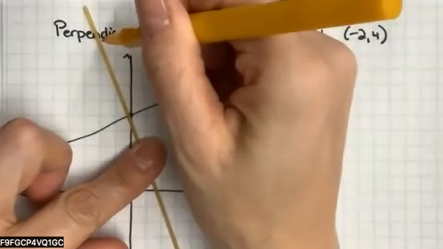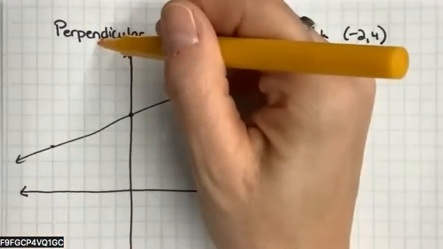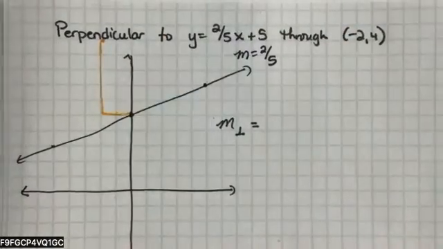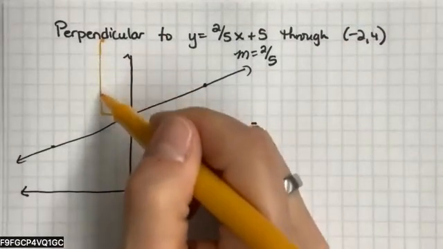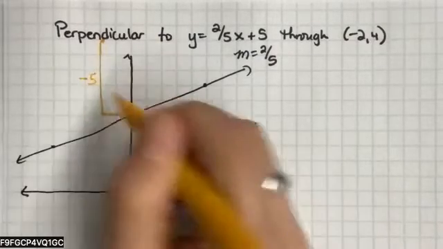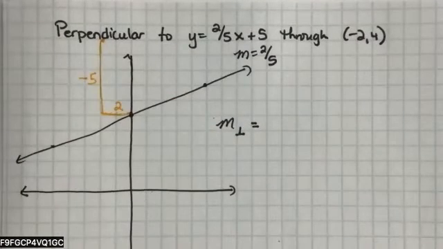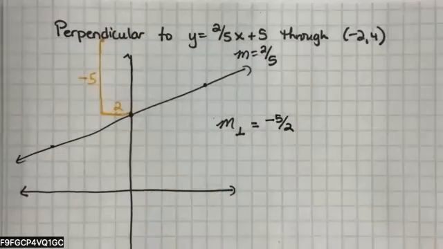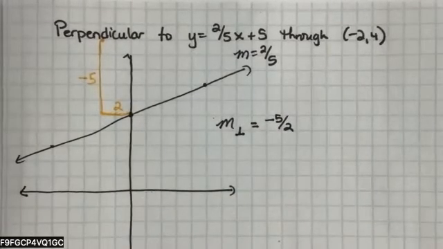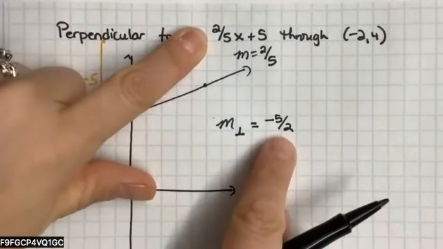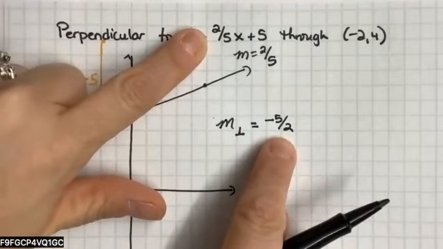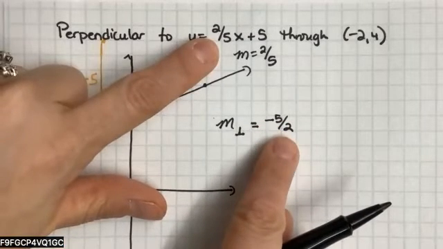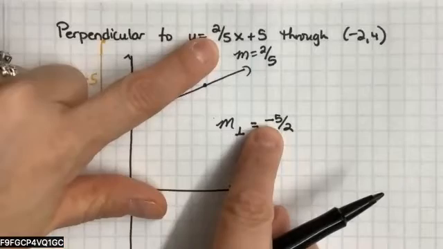I'll use this intercept. Let's see if we can figure out what this slope is. 1, 2, 3, 4, 5, 1, 2. Oh, check it out. The perpendicular slope is -5 over 2. Doesn't that seem just a little bit fishy? This was 2 over 5, and this is -5 over 2. It's the same two numbers, just flipped, and the sign is opposite.